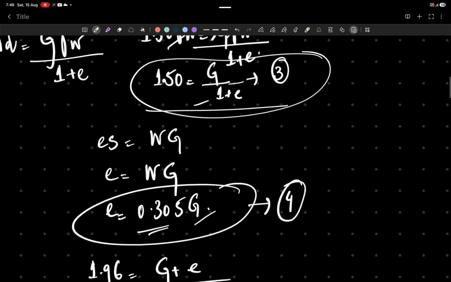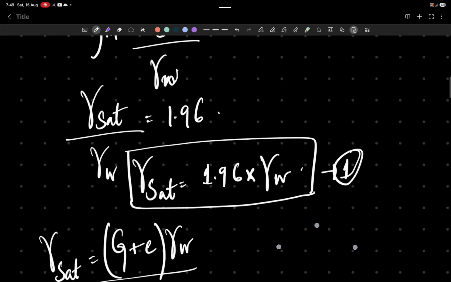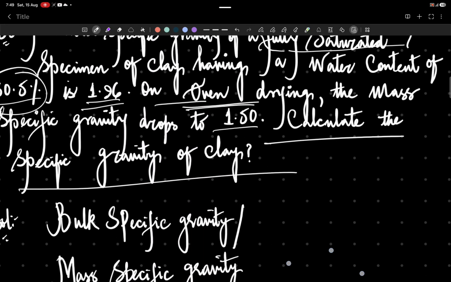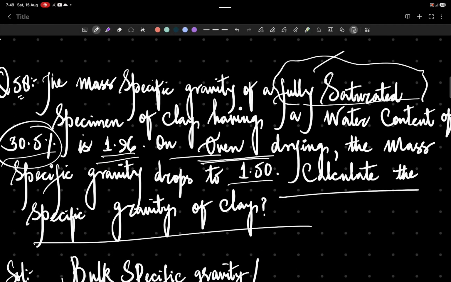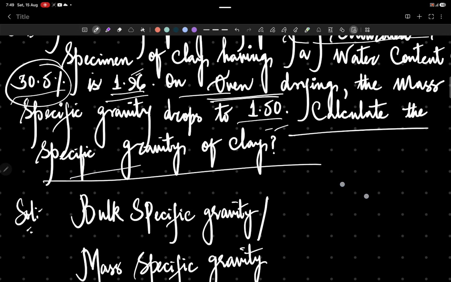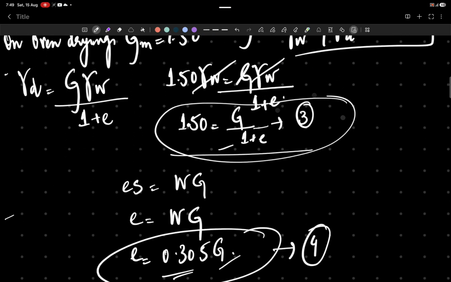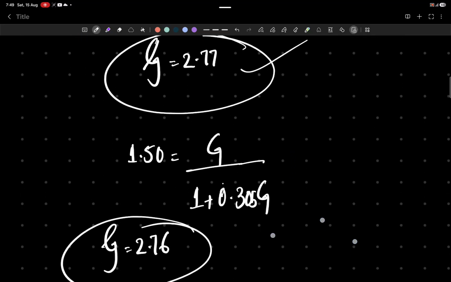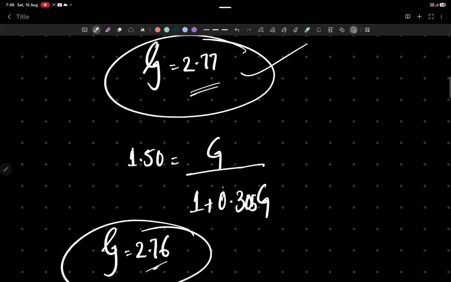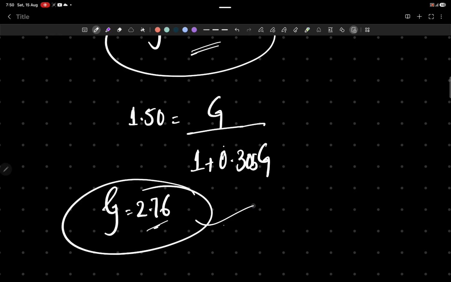So that's how we proceeded with this question. It was a long one, but a very good question. Mass specific gravities were given, and upon oven drying, this mass specific gravity dropped from 1.96 to 1.50, and that's how we arrived at the specific gravity of the clay. We calculated this question one by one following each step, and that's how we arrived at our specific gravity, which is equal to 2.77, or you can say 2.76, is our specific gravity of soil solid particles.